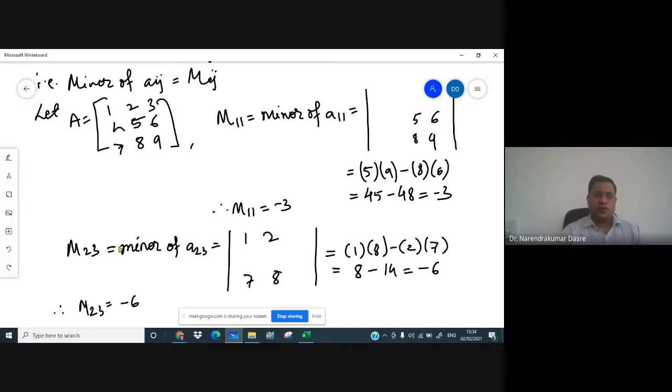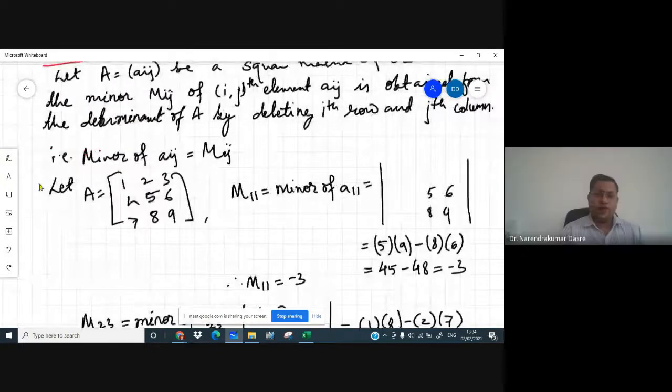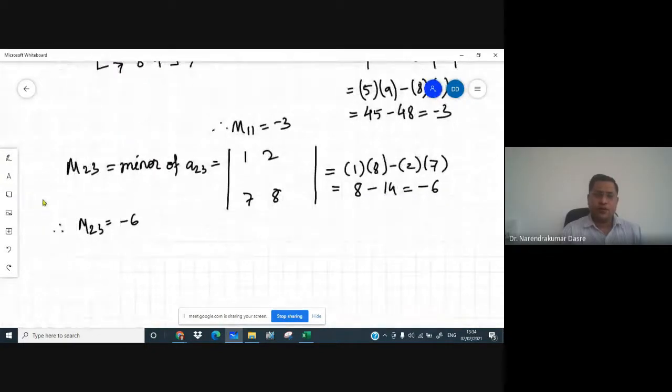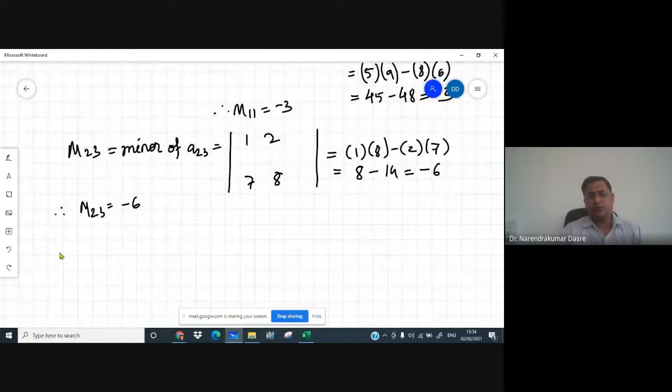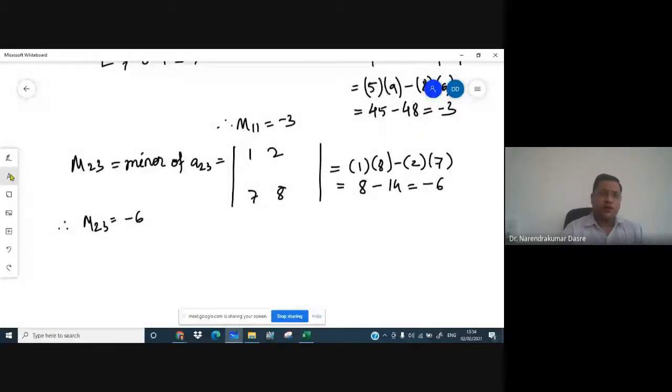So I hope you understood how to calculate minor. Yes, sir. Okay, great. I hope you will be able to calculate the minor of any element now. Yes, sir.